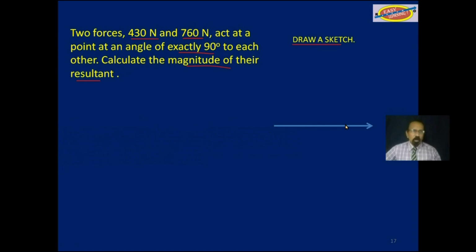So this is one of the forces acting this way. We will let that be the larger force, 760 newtons. This is 90 degrees, 430 newtons. So that's 90 degrees. So we complete this rectangle, which is the same as completing the parallelogram. And we draw the diagonal from here to over there. But this time, we are going to calculate this based on the fact that this is 90 degrees. So we will use Pythagoras Theorem.